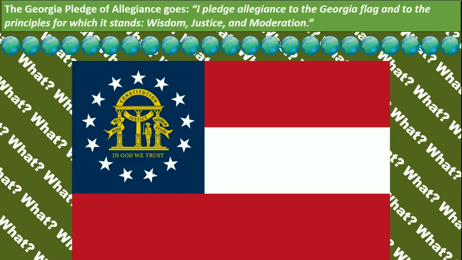That's because Georgia doesn't require by law that school children learn and recite the pledge every day alongside the U.S. pledge, like some states do. Here's looking at you, Texas. The Georgia pledge goes, I pledge allegiance to the Georgia flag and to the principles for which it stands, wisdom, justice, and moderation. Those three principles are found on the state seal, which is also on the current flag.